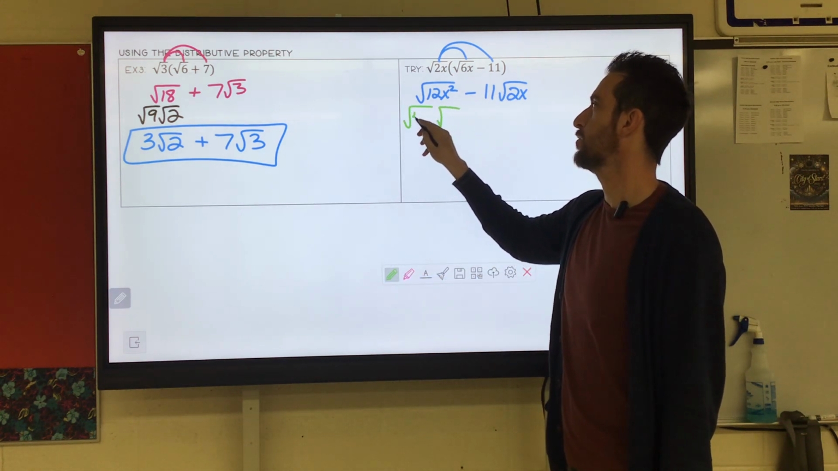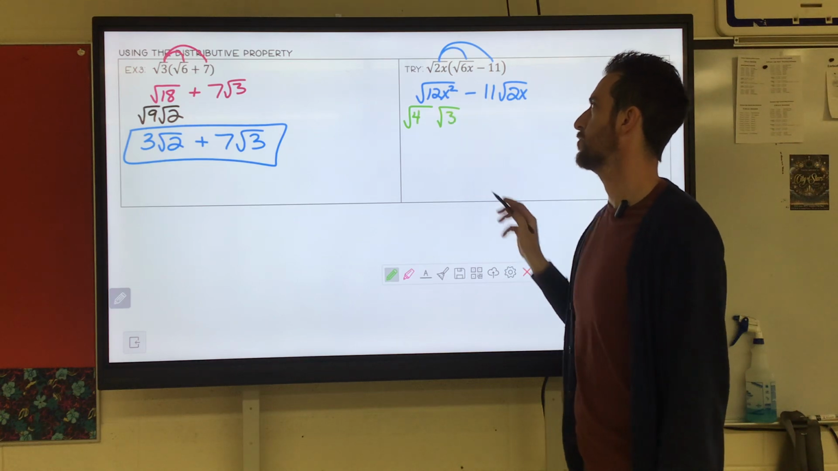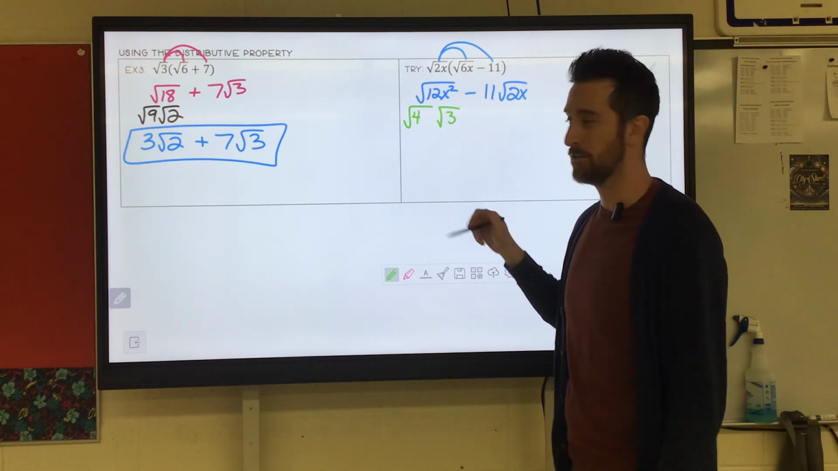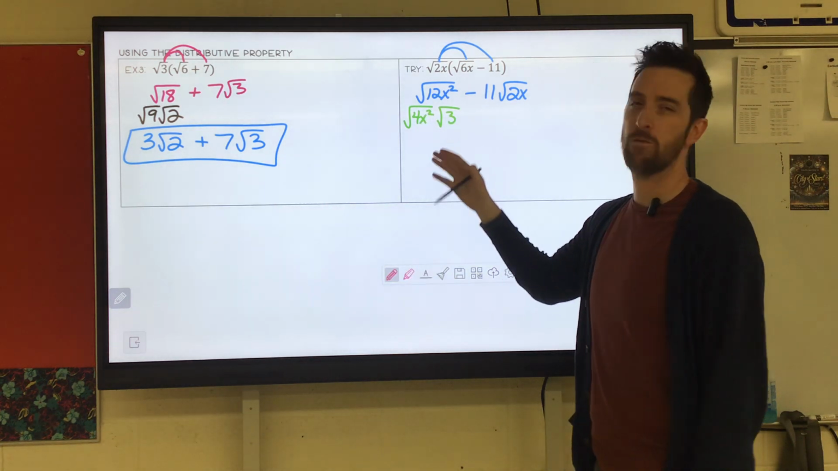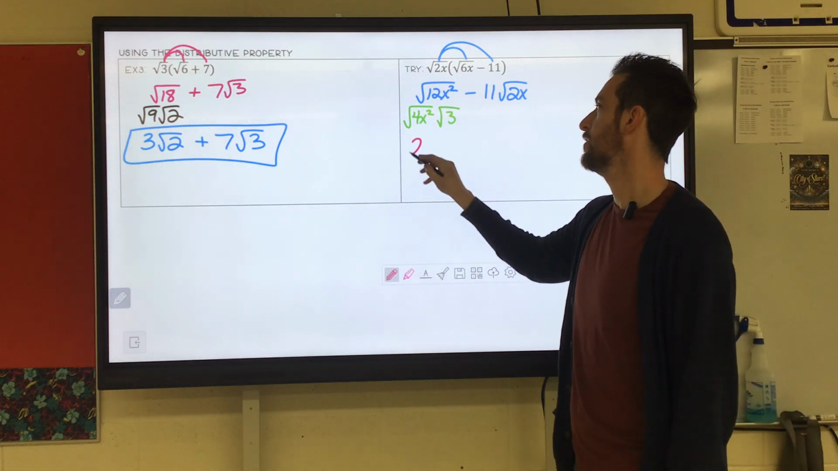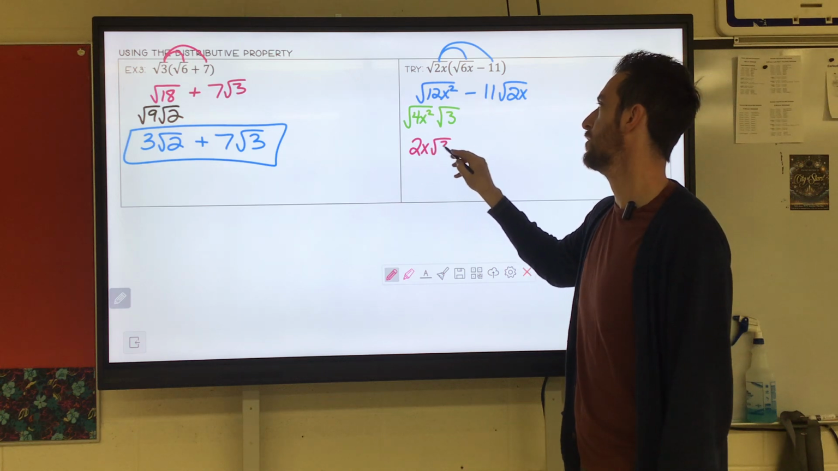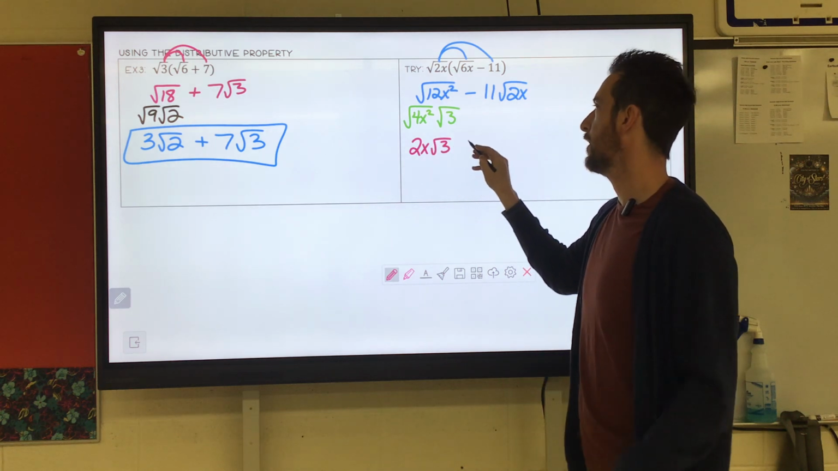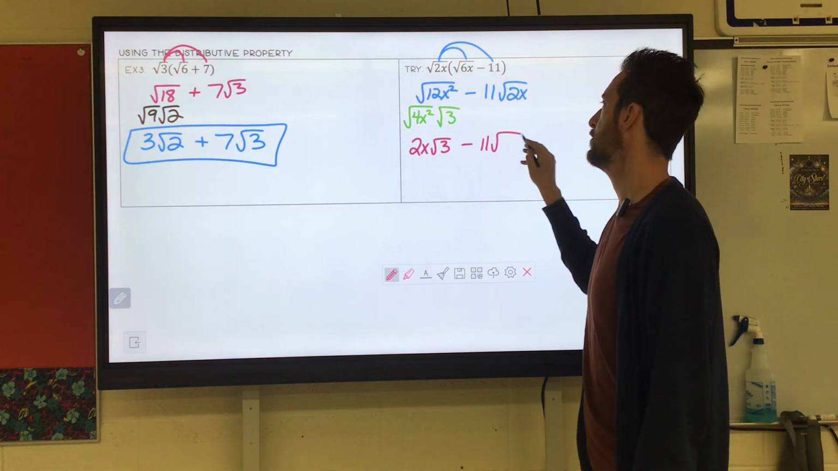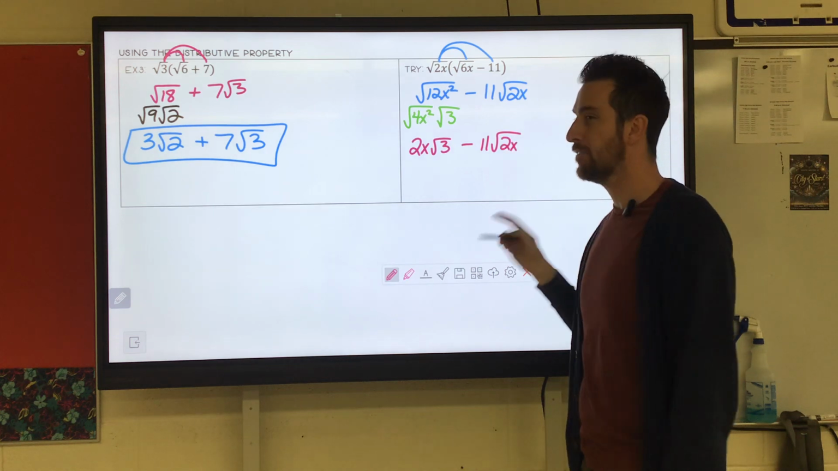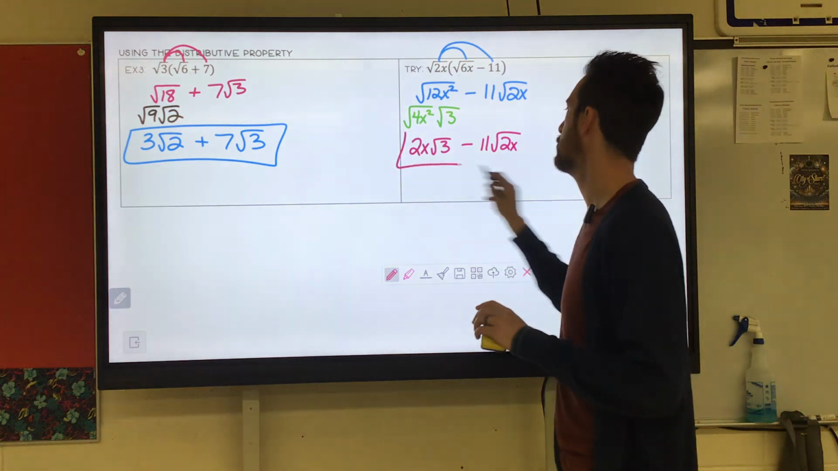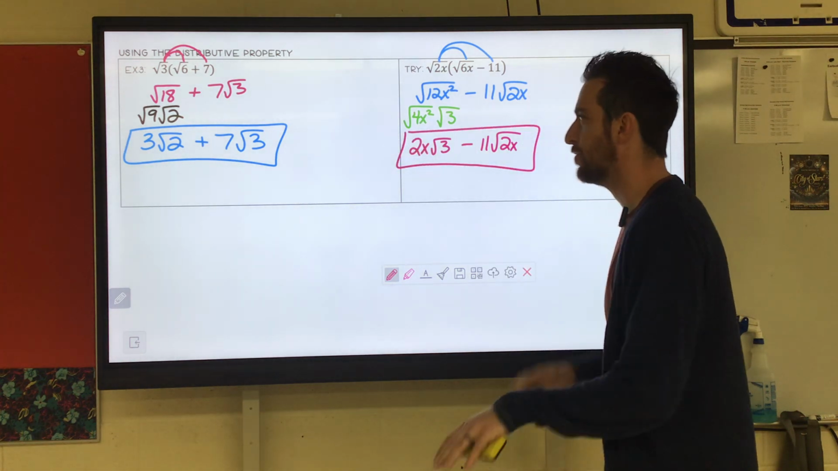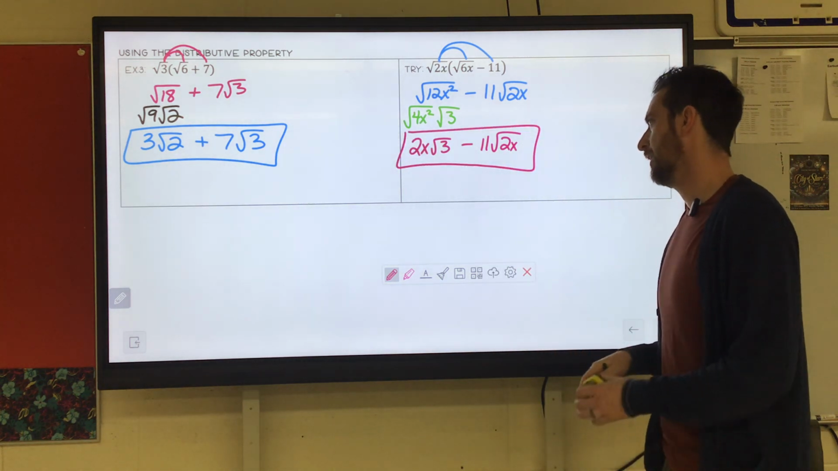A perfect square in 12 is 4. It's 4 times 3. And x squared is a perfect square, so we could put it with the 4. The square root of 4x squared is 2x. 2x root 3, that's all we can do to that one, minus 11 root 2x. Do they have the exact same thing in the radical? No. So we can't add or subtract them if there's any difference in the radicals.